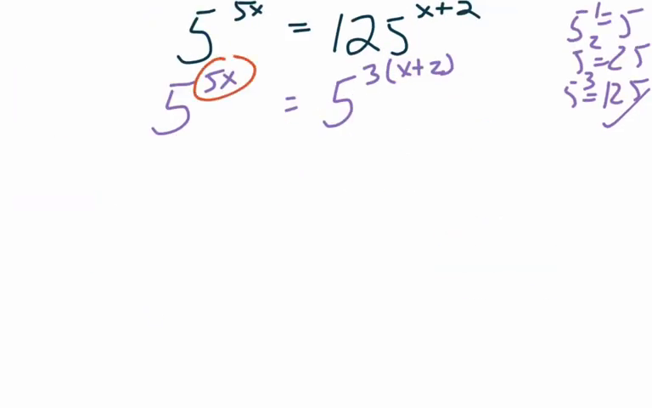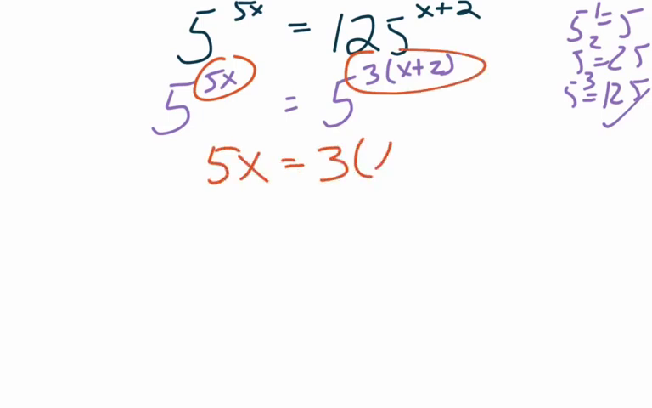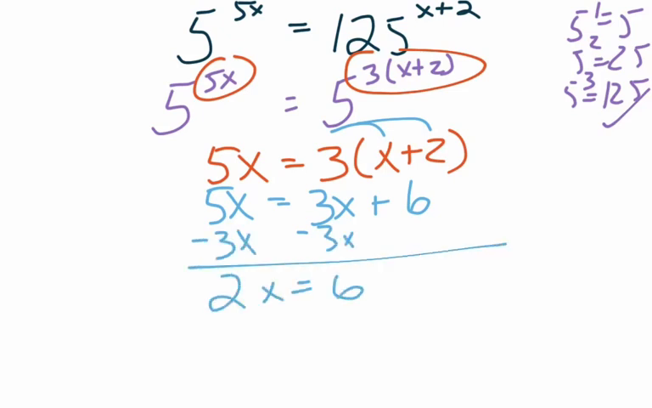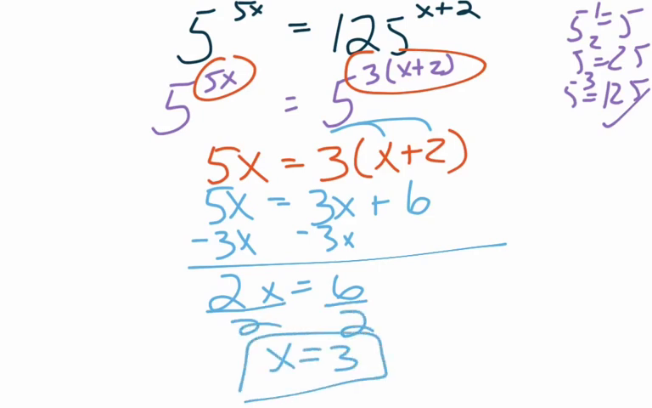So my exponents are 5x and 3 times x plus 2. And a lot of you will multiply, you'll distribute as you write that down, and that's totally fine. And then step 3, solve the resulting equation. So in this case, we actually do have an equation. So I'll go ahead and distribute the 3. So I get 3x plus 6, subtract 3x from both sides. So we get 2x is equal to 6, divide both sides by 2, and x is equal to 3. And there you go. Now we have solved our first exponential equation.